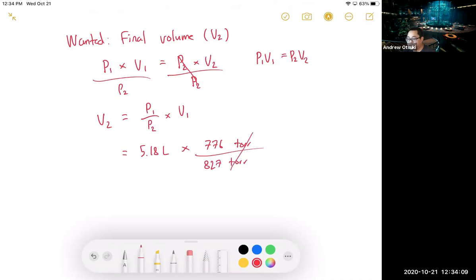So our torrs cancel, and we see that our pressure fraction is less than 1, so our volume should decrease, and that makes sense because our pressure increased from 776 torr to a final pressure of 827 torr. So our volume should decrease. So what we get is 4.86 liters. Okay. So just make sure that our pressure increased, so our volume should be smaller, and it is.